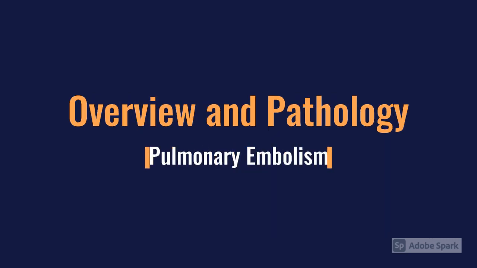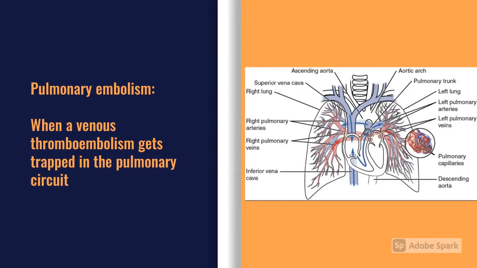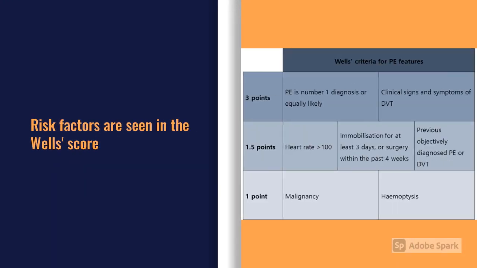So there's a quick overview for pulmonary embolism. In terms of the pathology and what's going on for these patients, a pulmonary embolism is essentially venous thromboembolism that has become trapped in the pulmonary circuit. In terms of the risk factors for these patients, they're well documented in the Wells score, which you can access through free online tools like MD Calc.